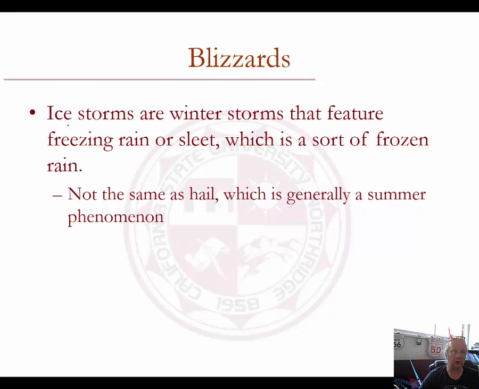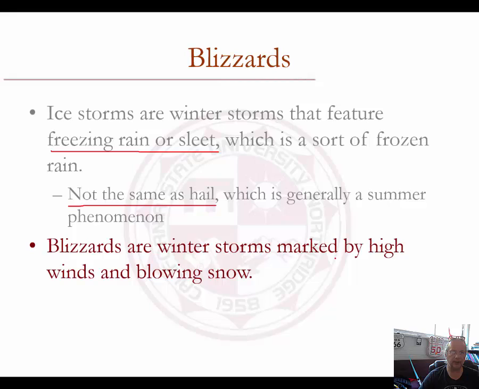Quickly, ice storms are winter storms that feature freezing rain, sometimes sleet, which is a type of frozen rain that comes down, as opposed to rain that lands as water and then freezes. Keep in mind that neither of these are the same as hail, which generally only happens in the summertime. Blizzards are winter storms marked by high winds and blowing snow that reduce visibility to sometimes near zero. And that's the characteristic of a blizzard, is the snow and the high winds.